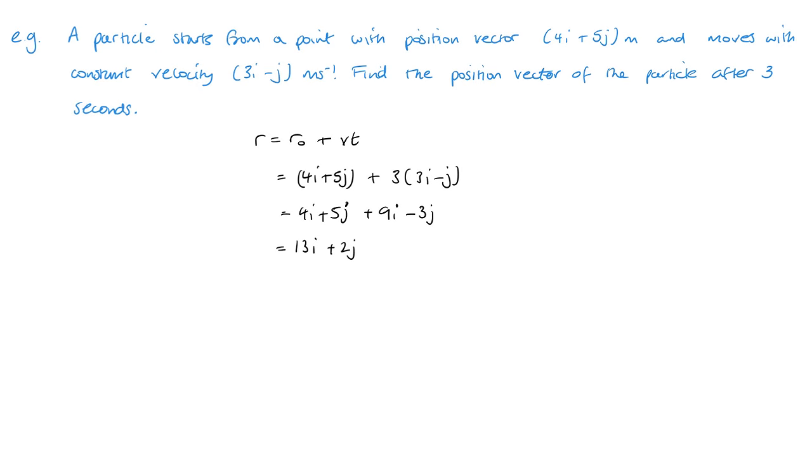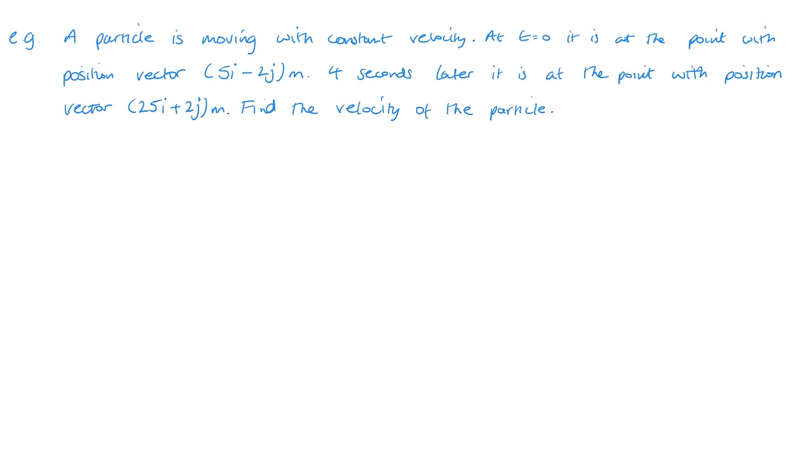Lots of these questions are going to be parts of larger questions when we've covered more of this content. Now, let's have a look at the next example. In this one, it's kind of the reverse of the last one. We've got a particle moving with constant velocity. At t equals 0, its position vector is this. 4 seconds later, it is at the point with position vector this. Find the velocity of the particle.